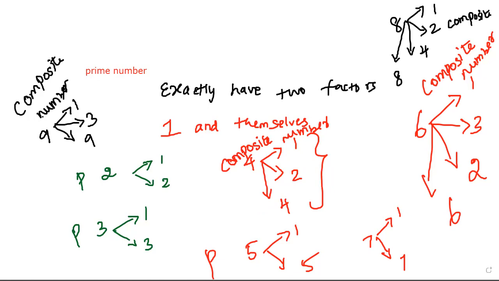Prime numbers have exactly 2 factors, which is 1 and themselves. Composite numbers have more than 2 factors. I hope it is clear.